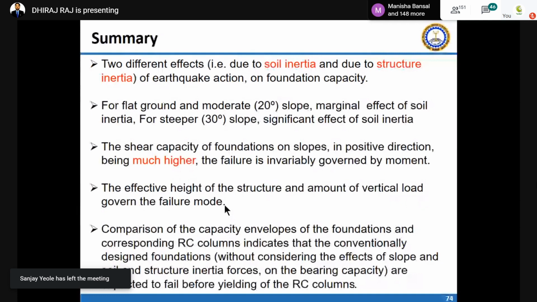Shear capacity of foundation on slopes in the positive direction is much higher, and it is not important. In the negative direction it is actually important; that direction will fail the slope. The effective height of the structure and the amount of vertical load govern the actual failure mode. And the most important conclusion is that comparison of the capacity envelope of the foundation and the corresponding RC columns indicates that conventionally designed foundations, without considering the effect of slope and soil and structural inertia on bearing capacity, are expected to fail before the RC column. So these are the most important conclusions.